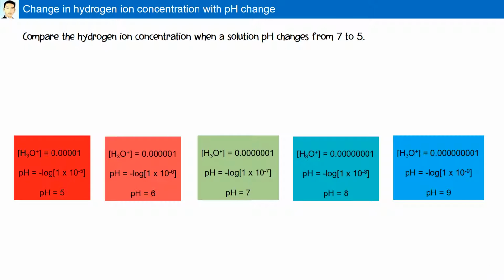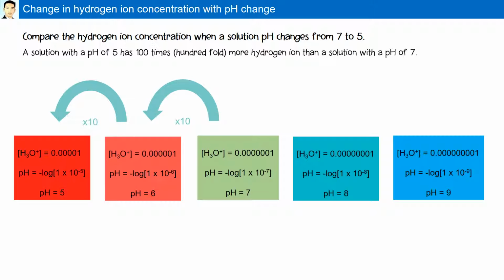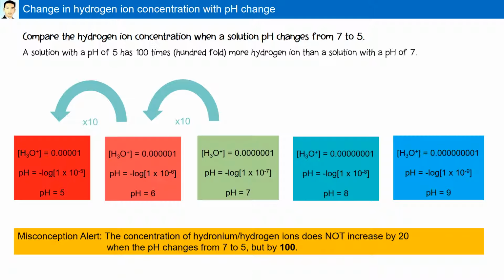If you were to compare the hydrogen ion concentration when a solution's pH changes from 7 to 5. Here we are going from 7 to 6 and then from 6 to 5. It increased by a factor of 100. A solution with a pH of 5 has 100 times, 100-fold more hydrogen ions than a solution with a pH of 7. A misconception alert. The concentration of hydronium or hydrogen ions does not increase by 20. Instead, it increases by 100 when the pH decreases from 7 to 5.